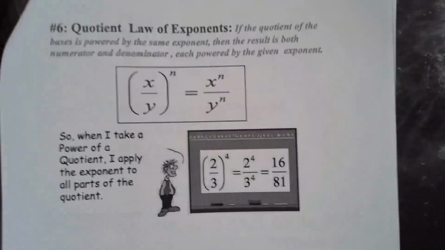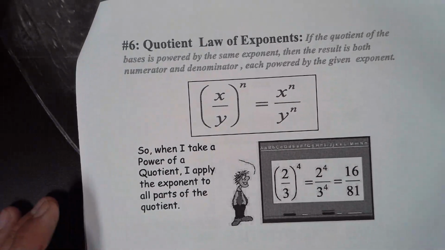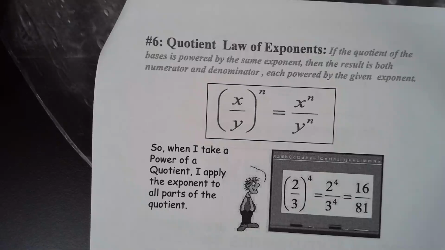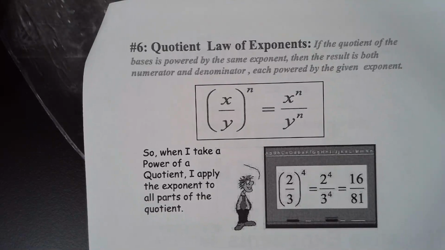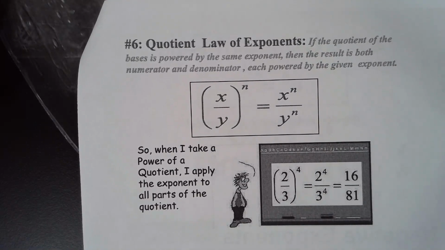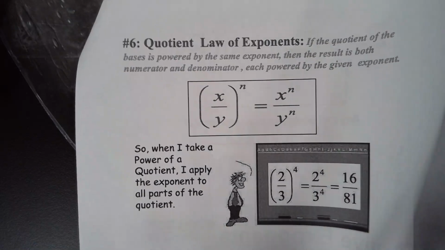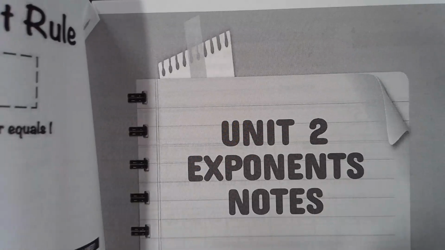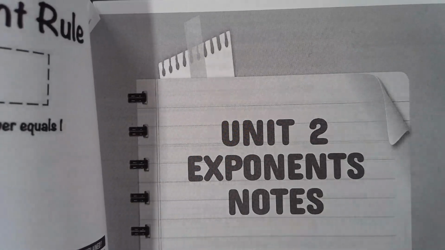Okay. So let's look at the next one. So this is the quotient law. It's kind of similar to the last one. We're taking the last one, but adding one more step. What is the last rule? Okay, I lied. There is actually one more rule after this one.